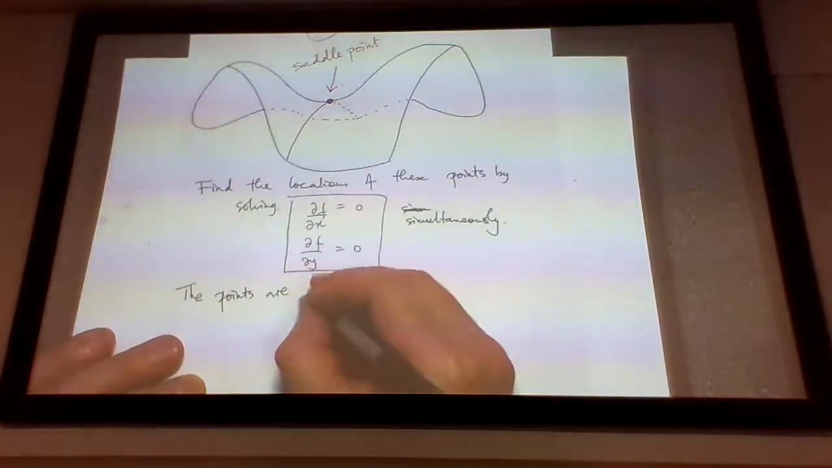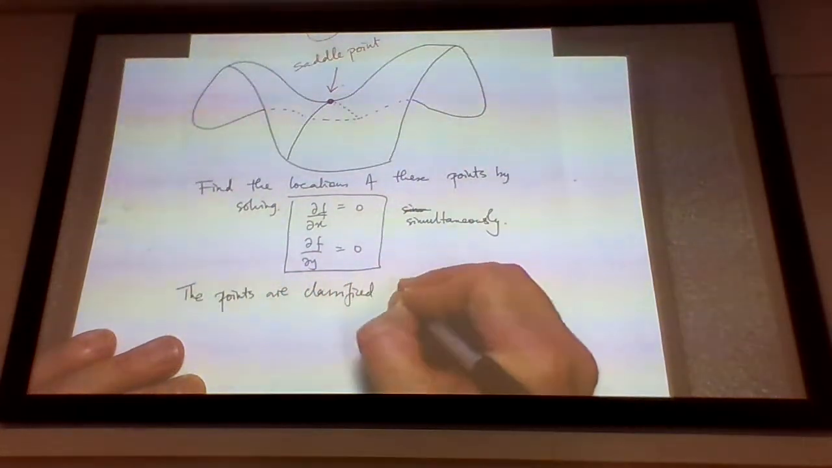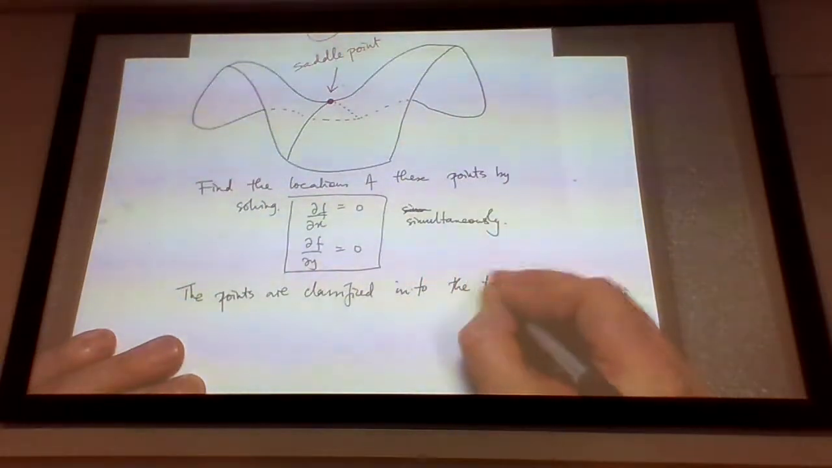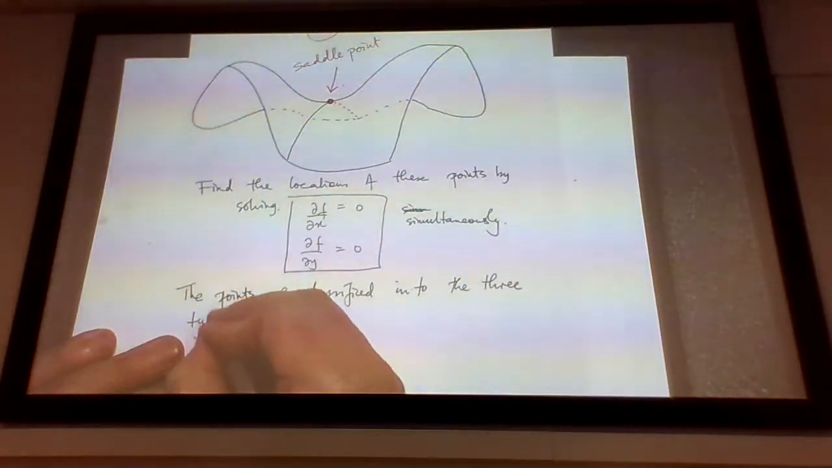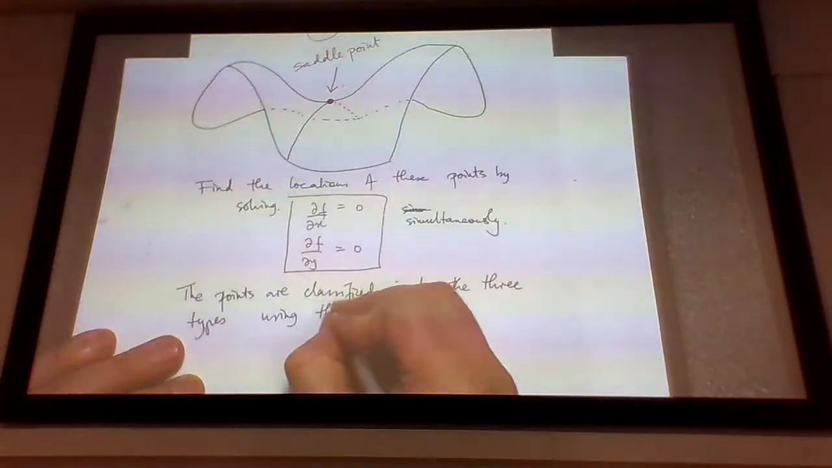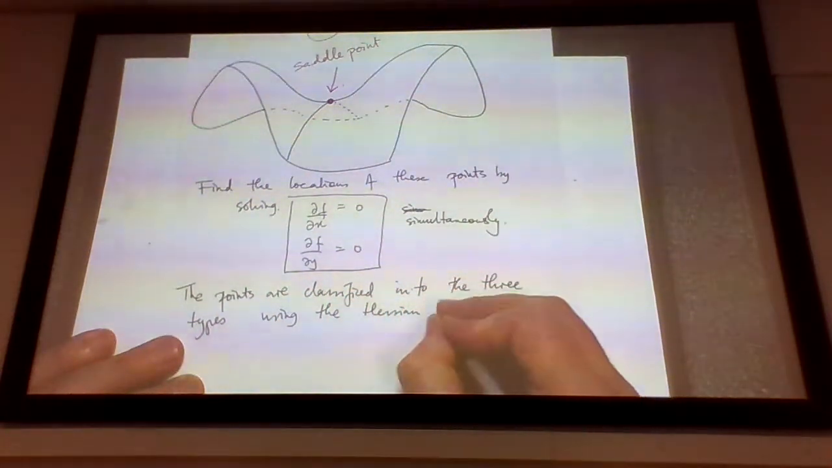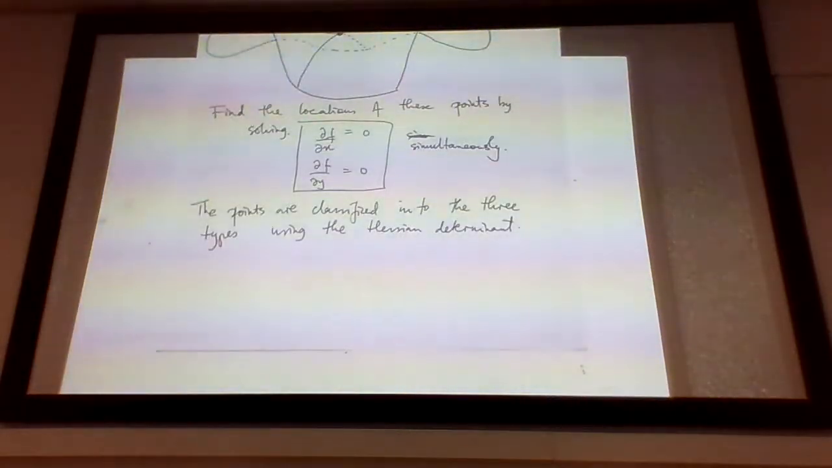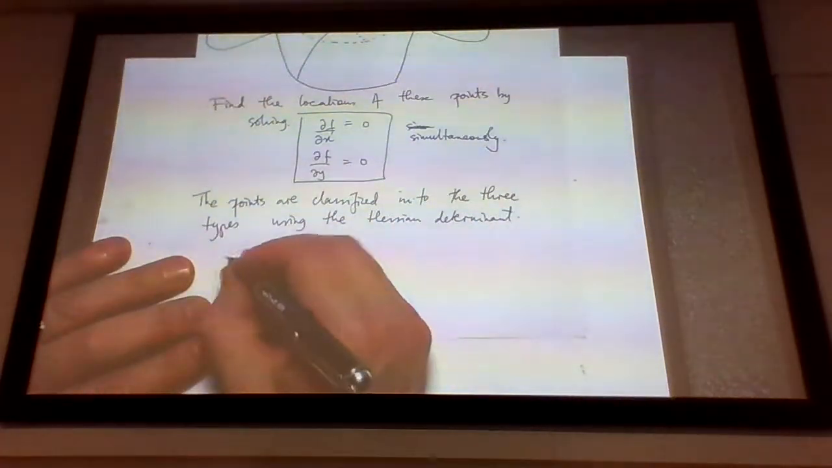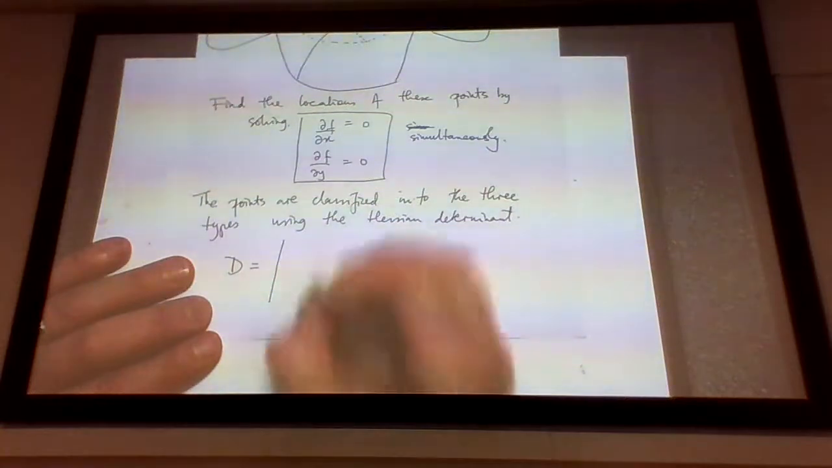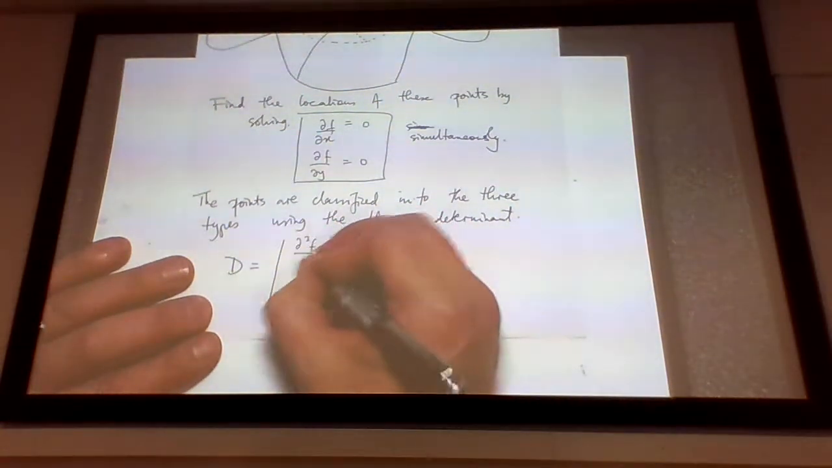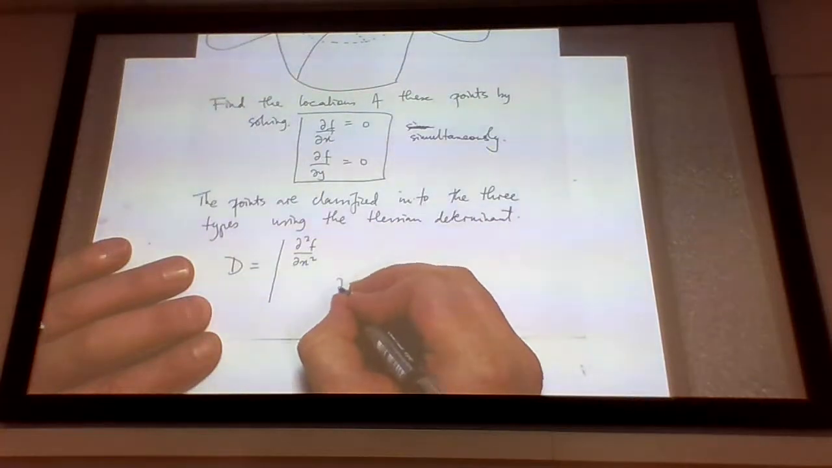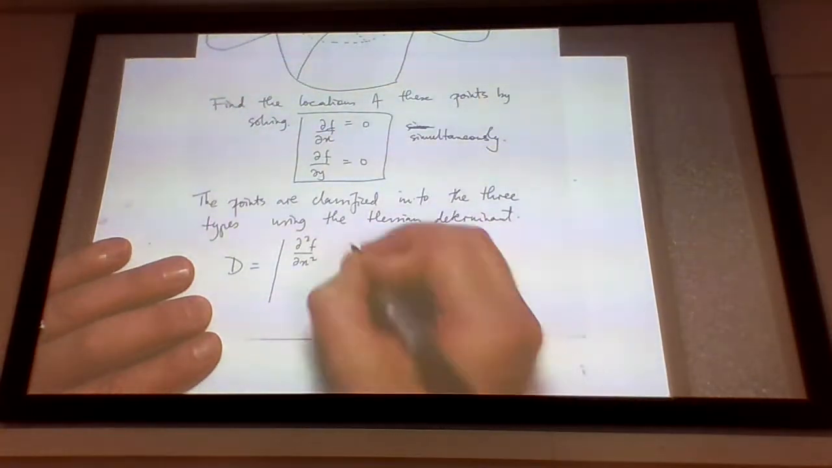The points are then classified into their three types using what's called the Hessian determinant. The Hessian determinant is this quantity which I've called D in the notes. It's the determinant of the 2 by 2 matrix of second order partial derivatives of the function.